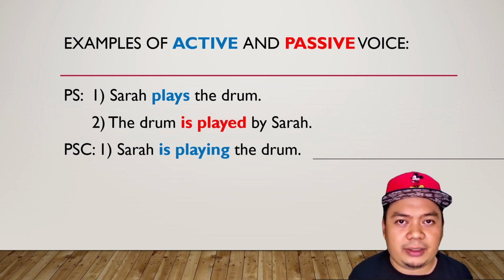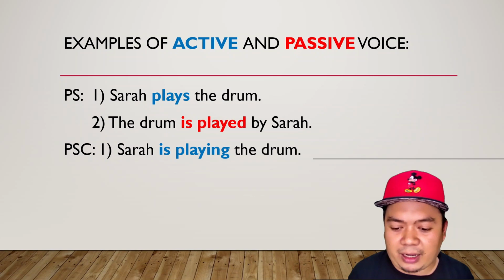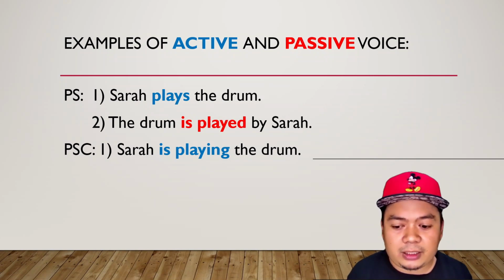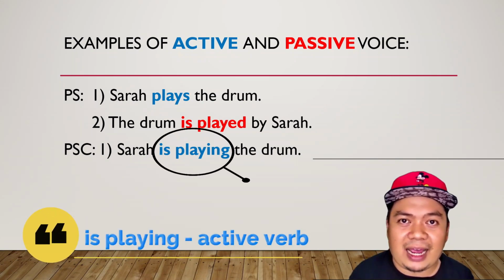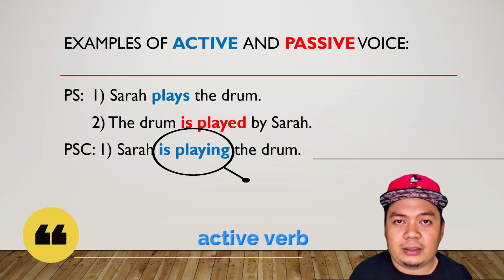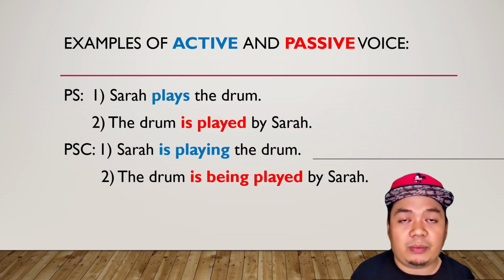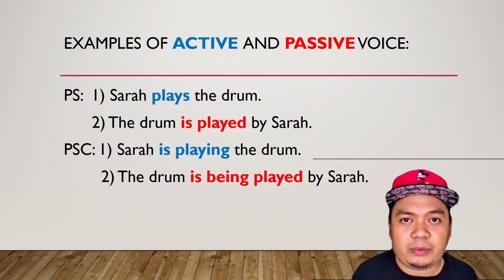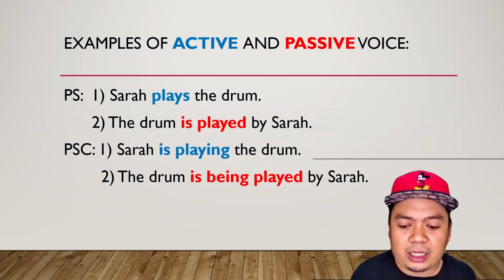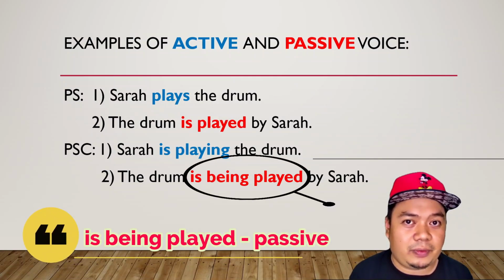Let's look at more examples. What about the sentence which is written in present continuous or present progressive? If you look here, Sarah is playing the drum. Sarah is the doer. It is placed in the beginning of the sentence. Is playing is the verb written in active voice, and the drum is the object. How do we change this into its passive? The drum is being played by Sarah. So the position of both the object and the subject is changed. And if you look at the verb, is being played is the verb in its passive voice.